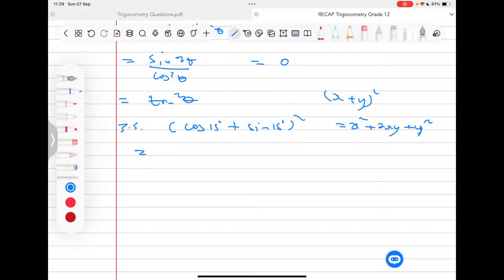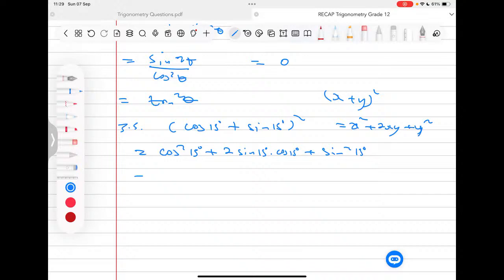So we'll firstly start by squaring the cos of 15, so that I'm going to have cos squared 15 degrees. Then I'm going to take the 2 times cos times sine of 15 degrees. So this means I'm going to have a 2 sine 15 degrees times cos 15 degrees. Then I'm going to square the sine there. Then I'm going to have a sine squared 15 degrees there.